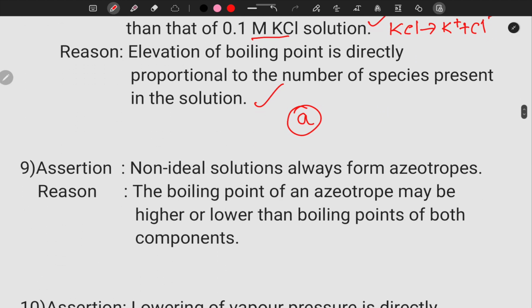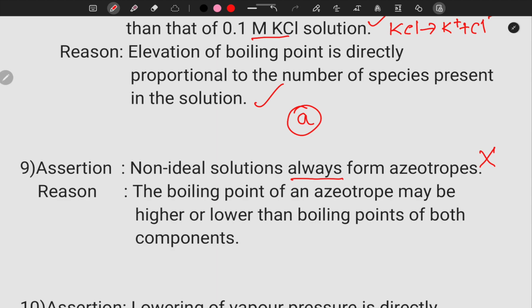Ninth question, assertion: non-ideal solution always forms azeotrope. We know non-ideal solutions form azeotropes, but not always. When it reaches the azeotropic composition, for example, 95% alcohol in water, that forms an azeotrope. So only at a specific composition. So we cannot say always. So that's a wrong statement.